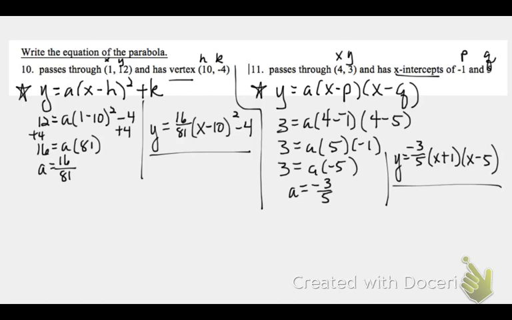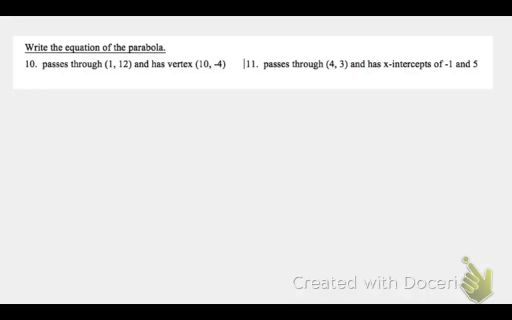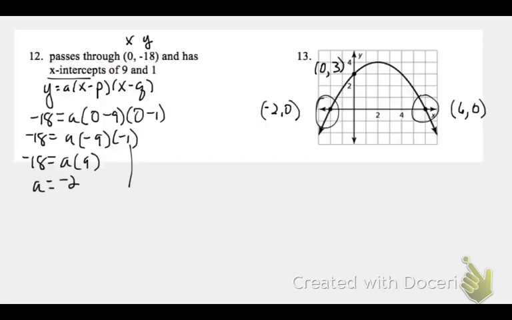Now look at number 12. It says the parabola passes through the point (0, -18) and has x-intercepts of 9 and 1. So that means you'll use the intercept form of the quadratic equation. So then plug in x and y and p and q and solve for a. So you should get -2. And then when you plug it in, you'll say y equals -2 times (x minus your p-value), times (x minus your q-value).